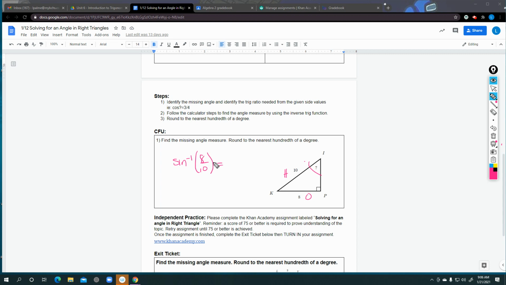Okay, using your phone, remember 8 divided by 10 first, hit the equal sign, and then sine to the -1 if you're using an iPhone. We are approximately 53.13 degrees. Okay, actually there's a 0, 1, but we want to round to the nearest hundredth. So for the iPhone, remember, you want to place the 8 divided by 10, hit equals, and then go to the sine to the -1, which you get when you hit the second button. And this is how we find the missing angle of a right triangle.